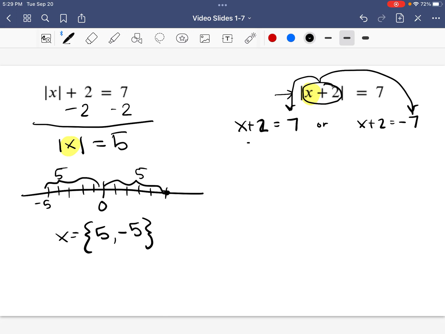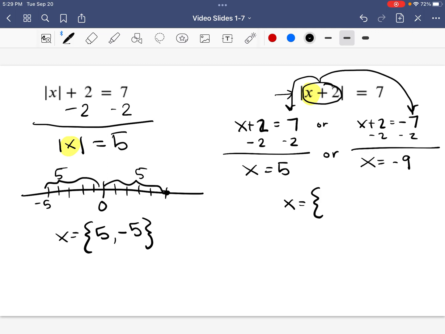These are simple equations. So I just subtract 2 from both sides, and I get x equals 5, or if I subtract 2 from this one, I get x equals negative 9. So my two answers would be 5 or negative 9. So let's plug those back in and see. If I plug in 5 plus 2, what's the absolute value of 5 plus 2? Well, it's 7.